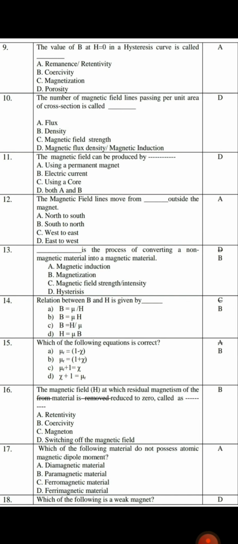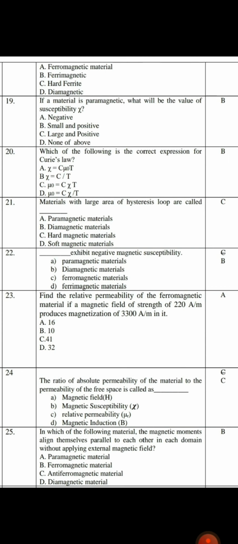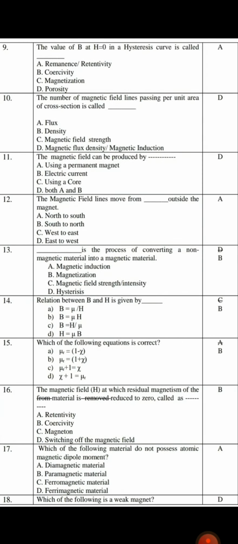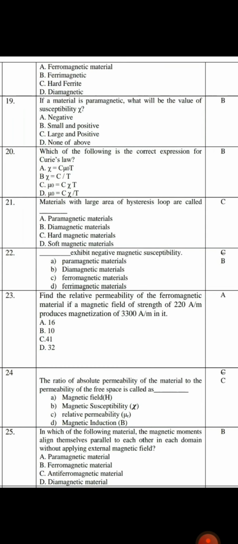18. Which of the following is a weak magnet? Options are option A, ferromagnetic material. Option B, ferrimagnetic. Option C, hard ferrite. Option D, diamagnetic. So the correct answer is D, that is diamagnetic.